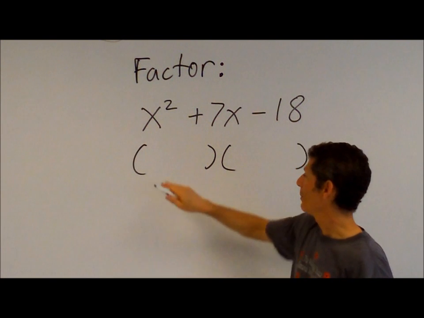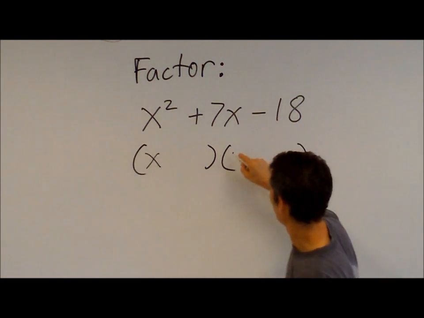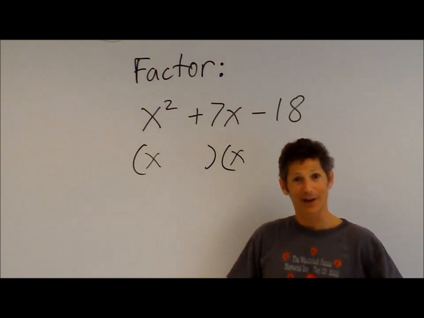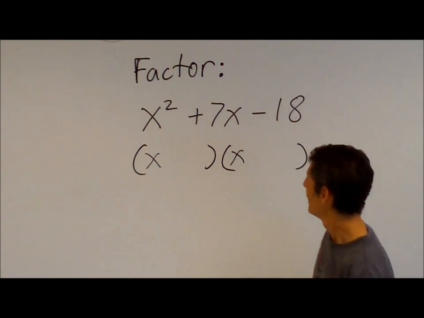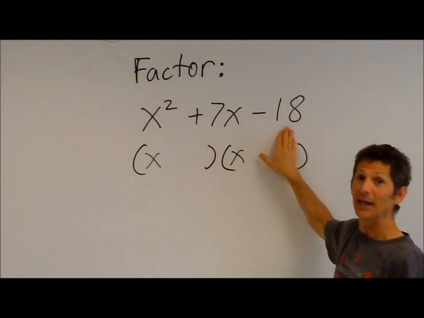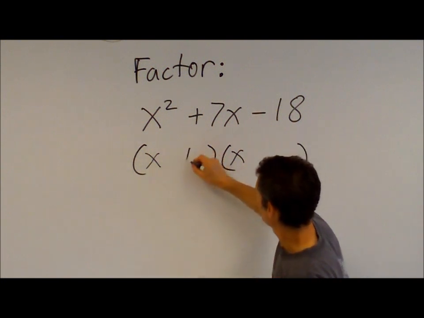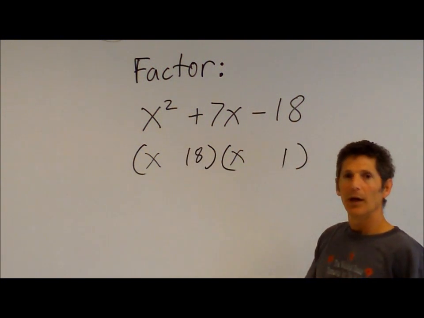So I'm thinking about what times what gives me the first term. That's not too bad: x times x gives me x squared. Now I just need something times something which gives me negative 18. Well, it could be 18 and 1. I could try that. Is that going to work?